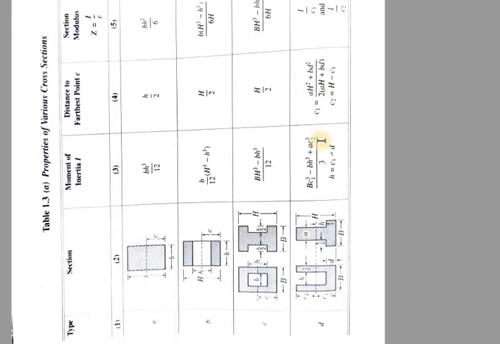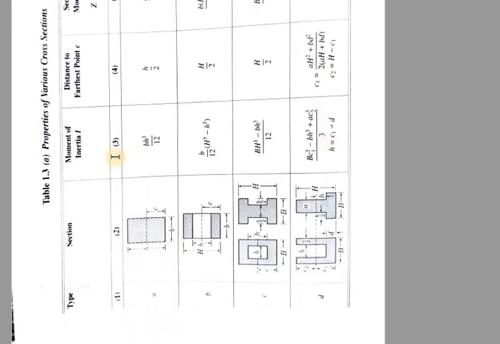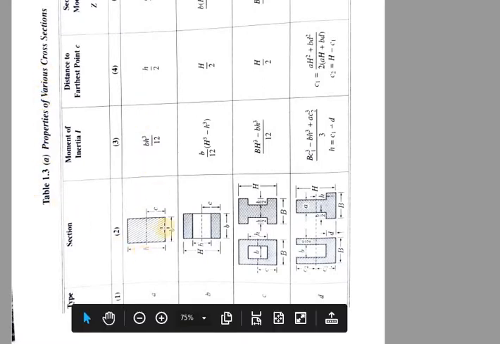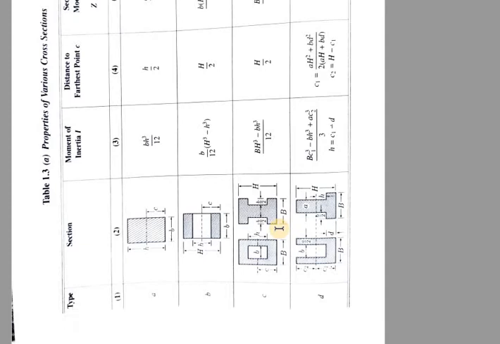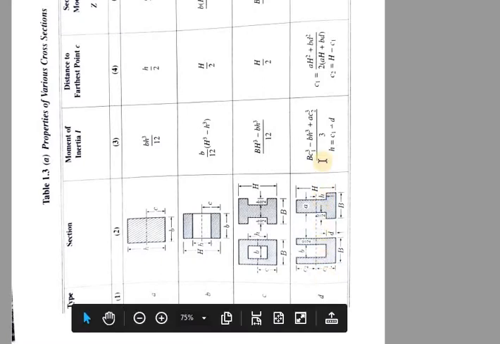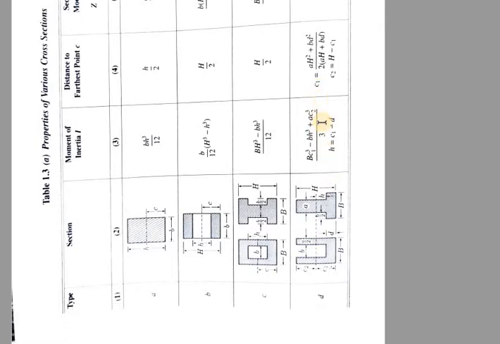When you have different kinds of cross sections, you have to refer to this table and use the equations corresponding to the given cross section. In this problem we have a T cross section, so we will refer to this set of formulas because here we have the T section. According to that, you will get the formulas for calculating the further parameters.